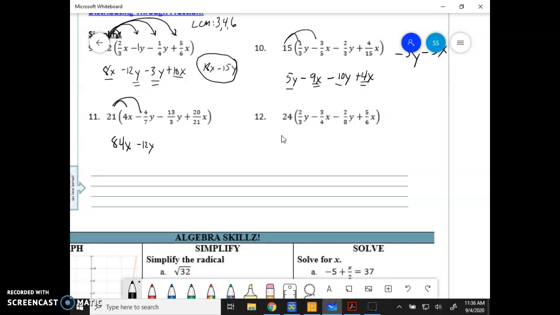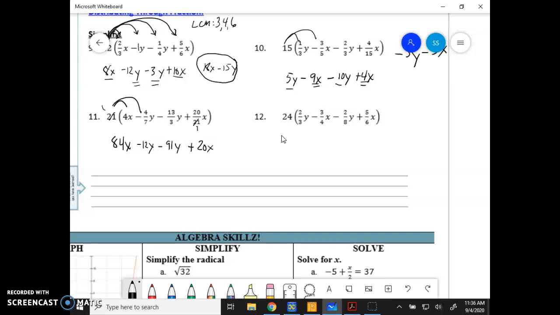It's going to be 21 times 13 divided by 3. That's going to be negative 91y. And then this is going to be, like, here's an easy one to show. Like 21 and 21, those would both reduce to 1. So if we're multiplying by 1, this is going to be just 20x. But again, you could certainly do 21 times 20 divided by 21. Whatever you got to do to get the right answer out of here.